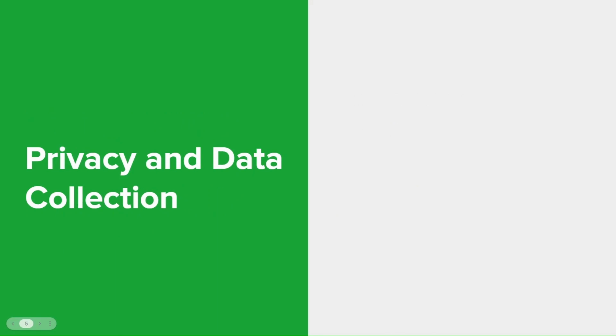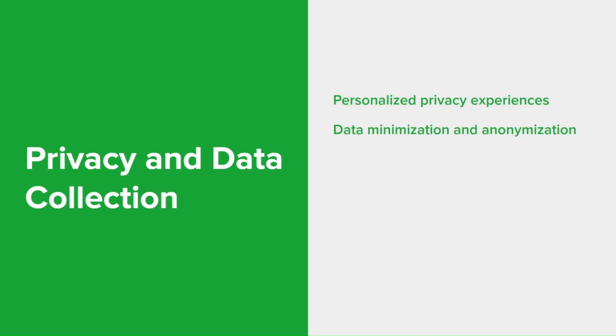AI can contribute to privacy and data collection in website development in several ways, both positive and negative. It can be used to personalize privacy settings for users based on their preferences and usage patterns. This can help ensure that users have control over their personal information and their privacy is respected, so it's a pretty positive outcome. AI can be used to minimize the amount of personal data that is collected, and to anonymize data that is used for analytics or other purposes. Again, it can help protect user privacy and comply with data protection regulations.